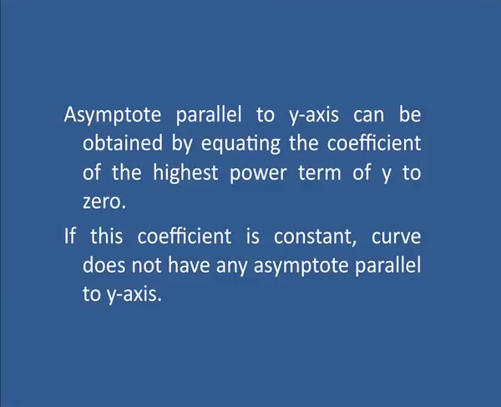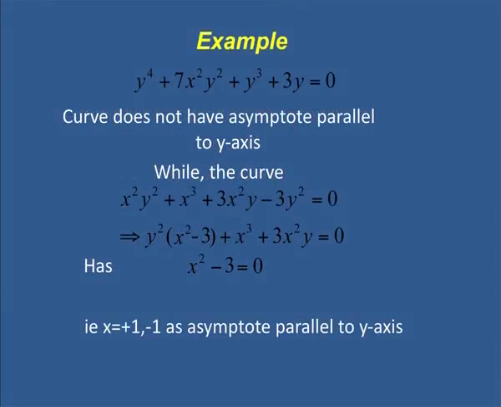Similarly, an asymptote parallel to the y axis can be obtained by equating the coefficient of the highest power term of y to 0. If this coefficient is constant, the curve does not have any asymptote parallel to the y axis, as shown in the example. This example is y to the fourth plus 7x square y square plus y cube plus 3y is equal to 0. The highest power term of y is y to the fourth and its coefficient is 1.